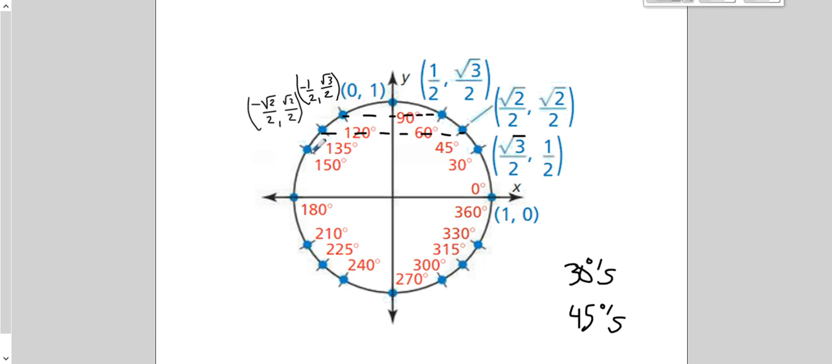And the next spot, 150, is symmetrical with this 30. It's straight across from that. So just the x value is negative. So we have a negative rad 3 over 2, 1/2.